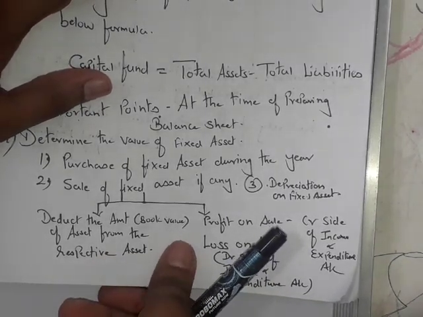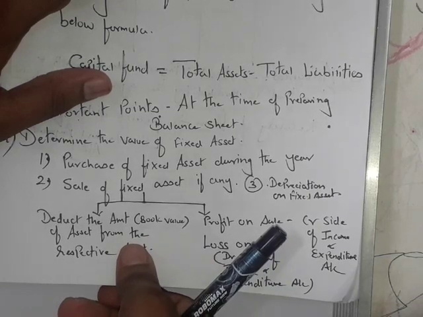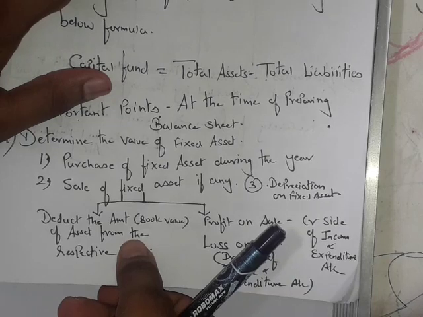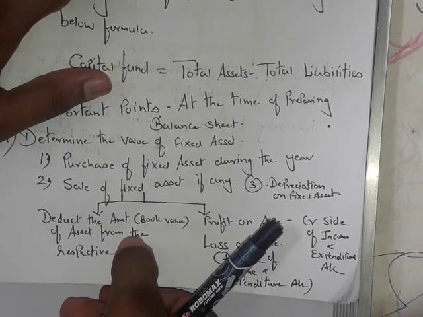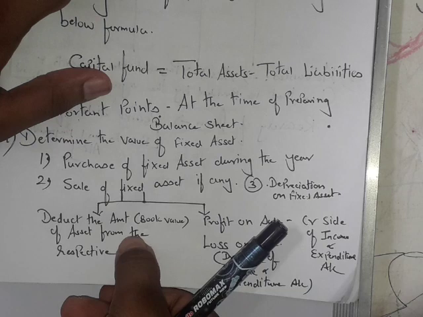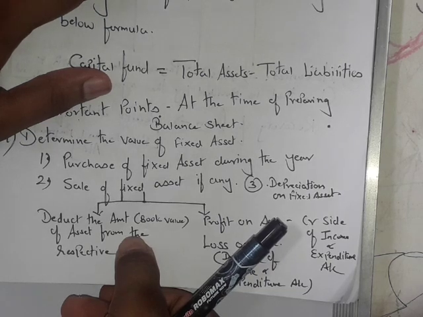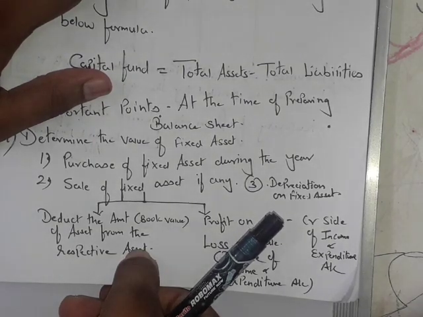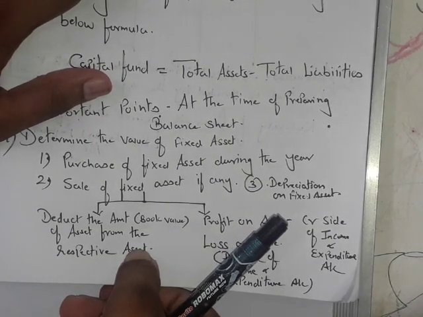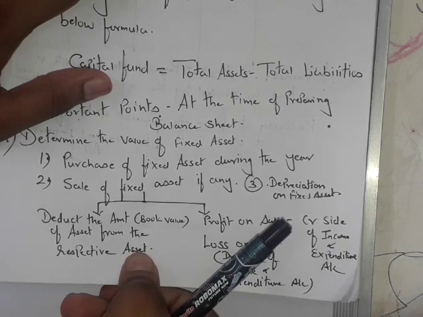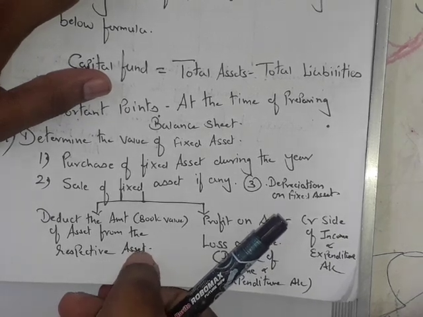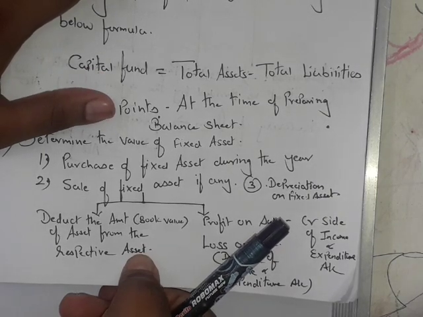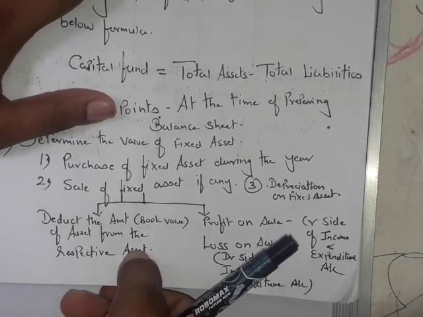So if there is a fixed asset, say for example plant and machinery worth rupees 1 lakh, having a cost price of 1 lakh and book value of 1 lakh, if you have sold rupees 20,000 worth of fixed assets, then the remaining fixed assets which should be documented in our balance sheet will be only rupees 80,000.